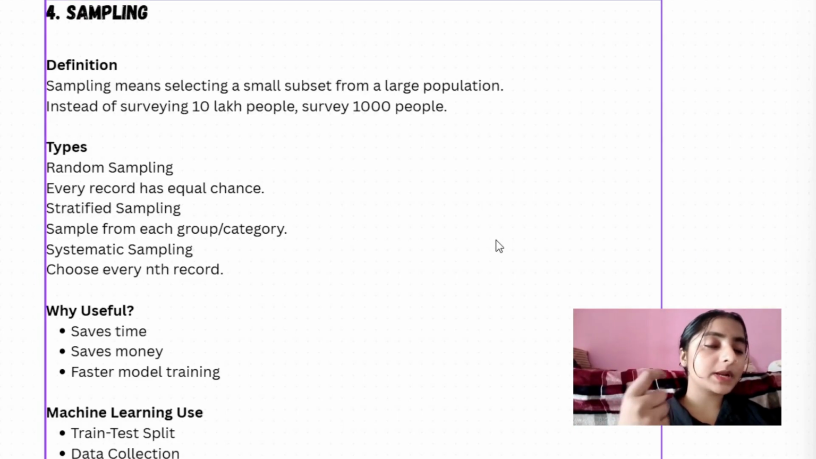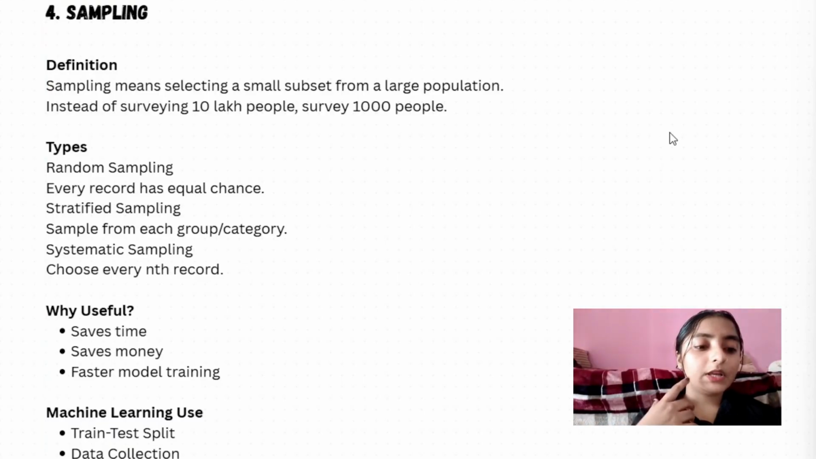So once again, I'm explaining what sampling is. Sampling is nothing but selecting a small subset of data from a large population. Instead of analyzing the entire population, we analyze small representative groups. For example, suppose India has 140 crore people, and we want to know who will win the election. We ask only a certain subset of people, maybe 10,000, and we use that response to estimate the result. So this process is called sampling.